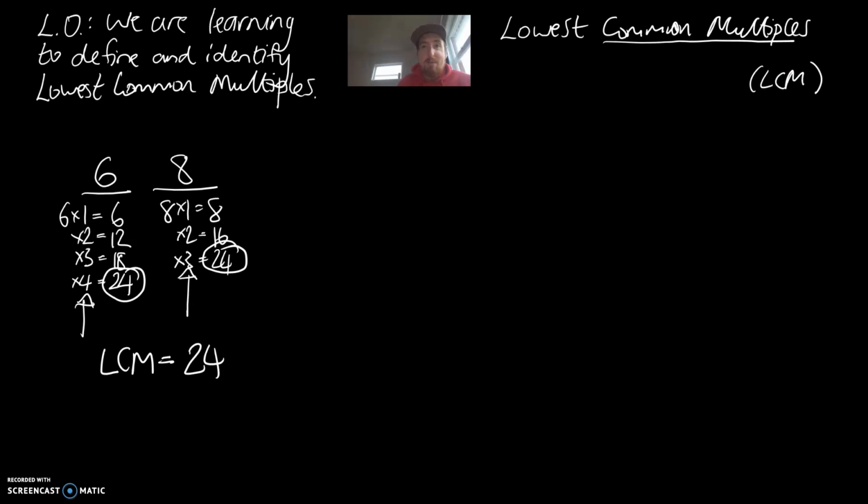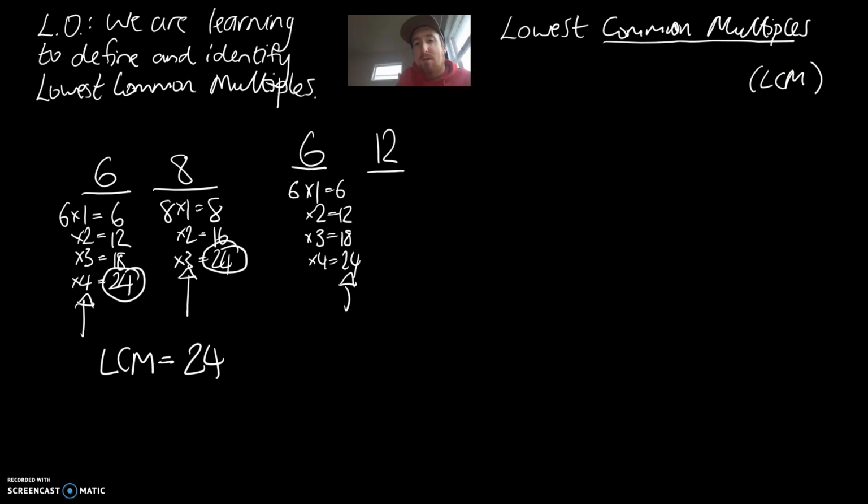Let's go through another example. What about 6 and 12? So let's run through our list. 6 times 1, well that comes to 6, times 2, that comes to 12. Let's do up to 4. Oh, I've written 18, but that should be 12. And then we've got times 3, that came to 18, times 4, that came to 24. So we've got our list of multiples of 6.